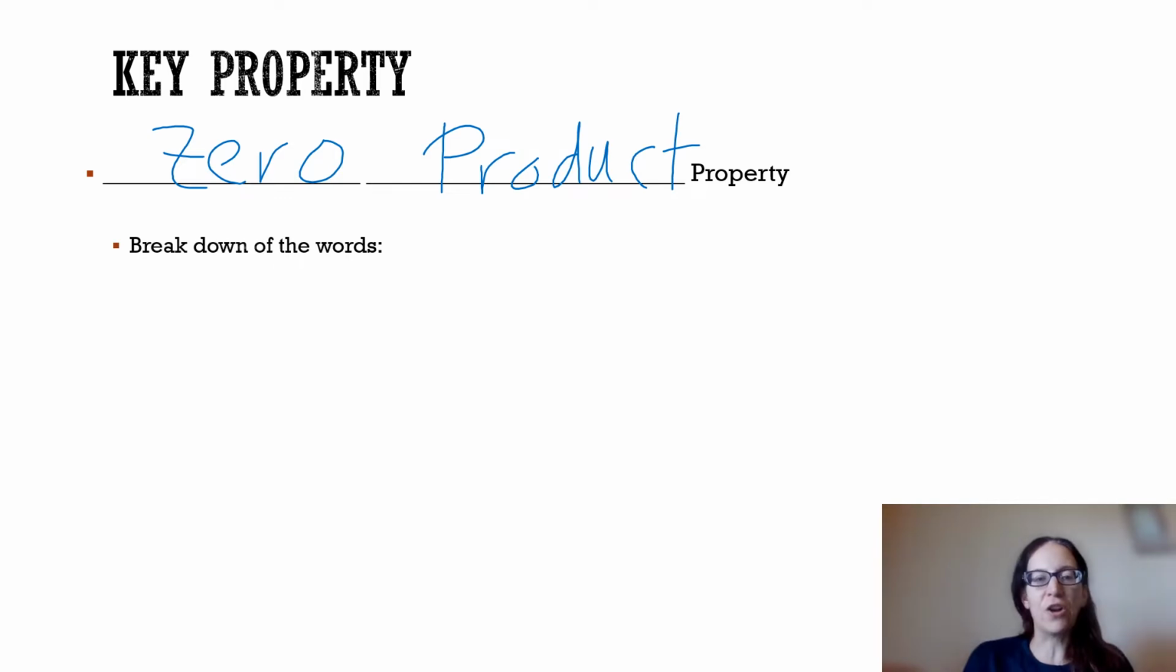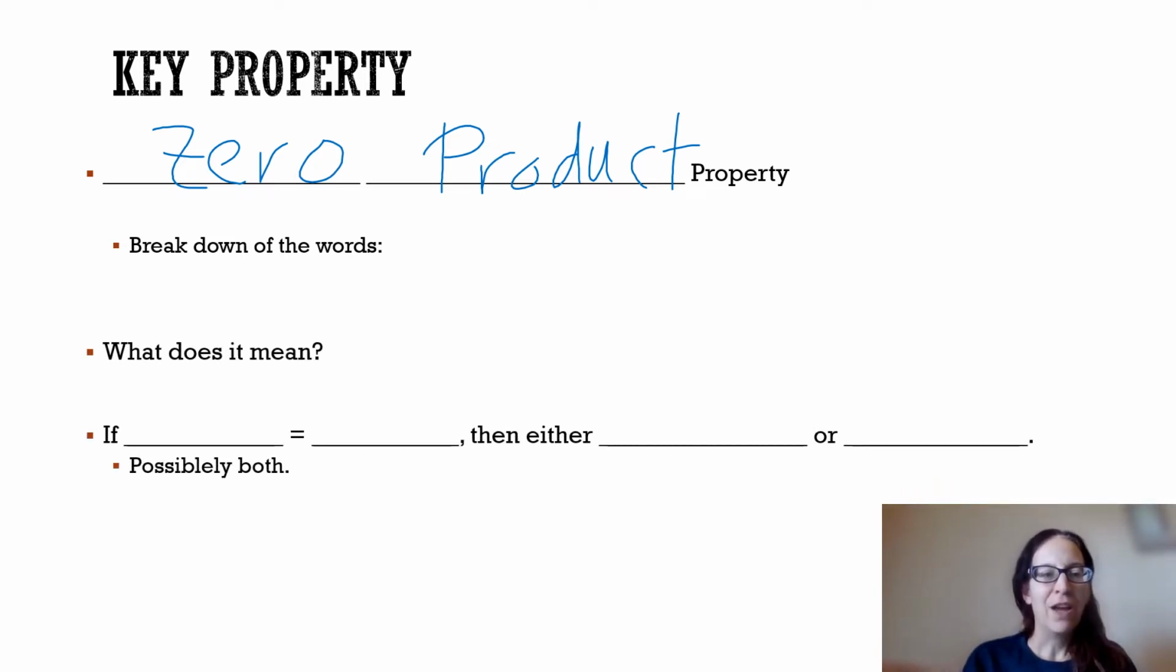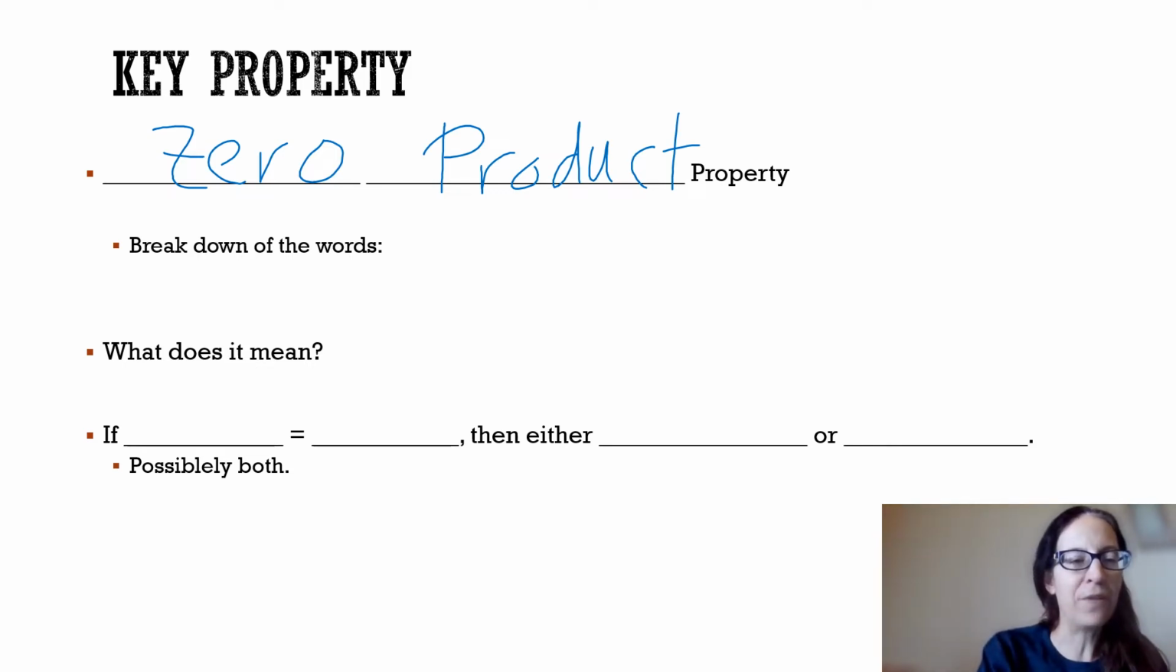So first, in all of its interestingness, we're going to break down the words. So zero product property, what does that mean we're looking at? What does it mean we're talking about? So what does it mean? Okay, here's what the zero product property means. If A times B is equal to 0.